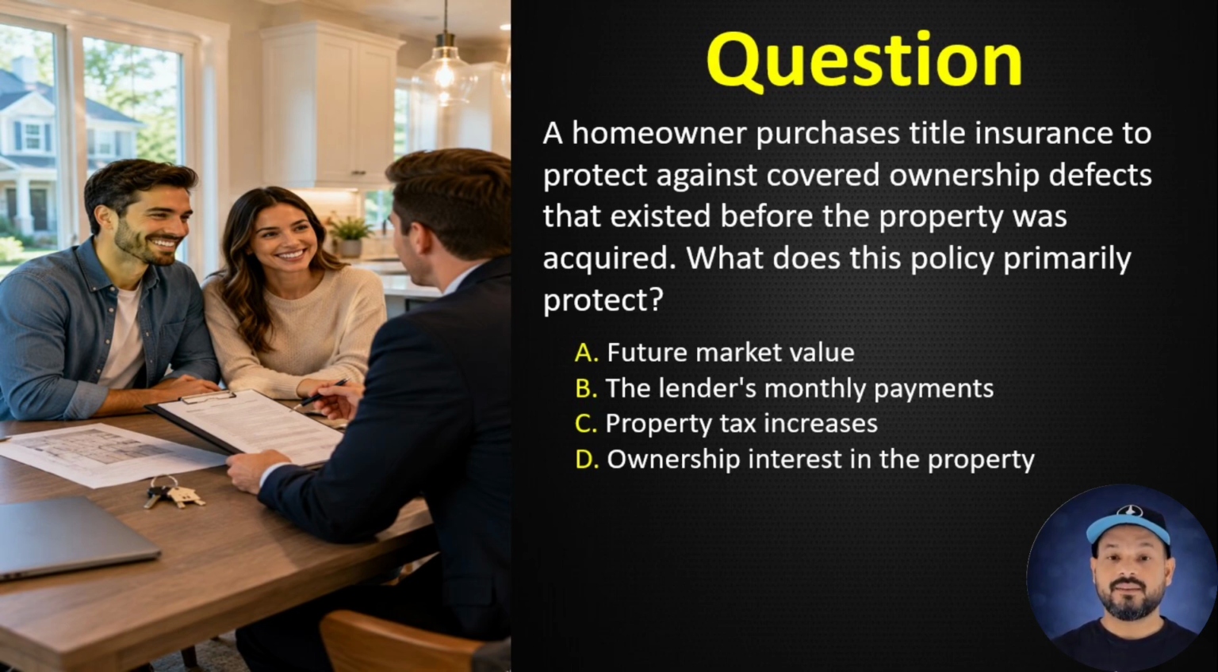Question number 30. A homeowner purchases title insurance to protect against covered ownership defects that existed before the property was acquired. What does this policy primarily protect? A. Future market value. B. The lender's monthly payments. C. Property tax increases. D. Ownership interest in the property. Correct answer D. Ownership interest in the property. Owner's title insurance protects against covered title defects affecting ownership rights.